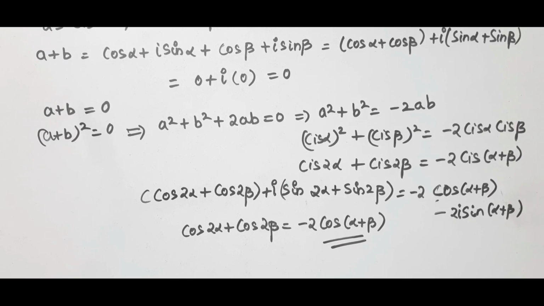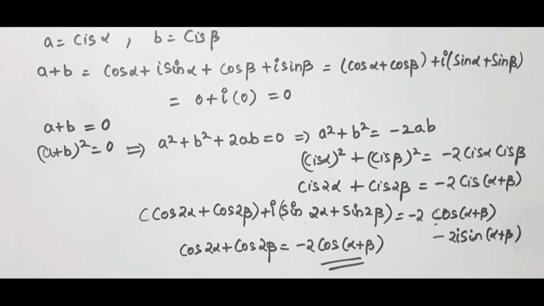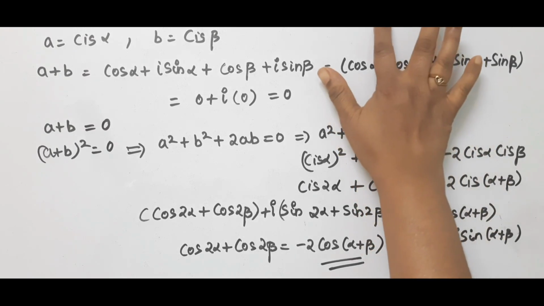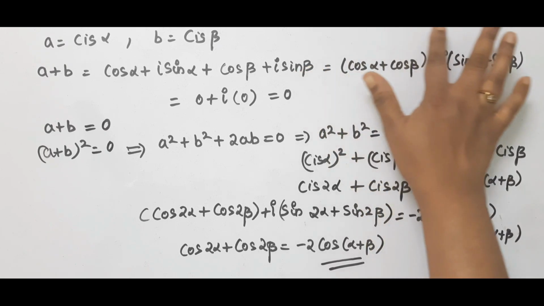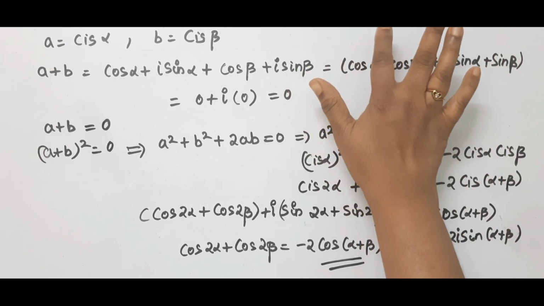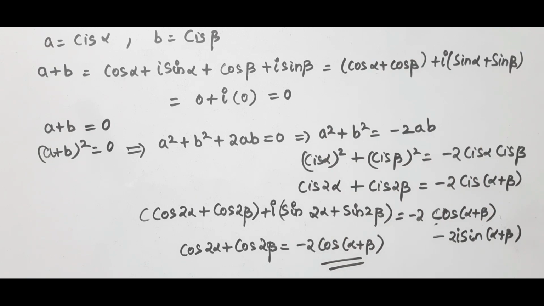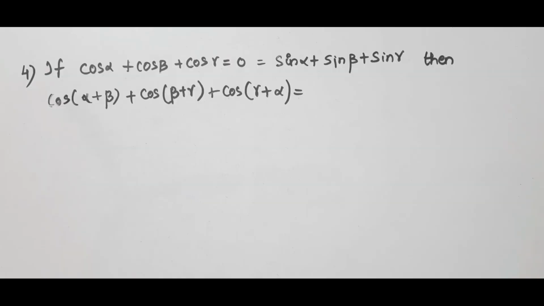So if they give this type of problem, first observe how many angles they have given. Here they have given 2 angles, and next we have to check what they asked to find. Here they asked for cos 2 alpha plus 2 beta. So we need a plus b whole square. So simply find a plus b first, square on both sides, apply De Moivre's theorem, then compare on both sides what they asked to find. You will get the required answer. In this way you have to solve this type of problems. Now let us go to the next problem.